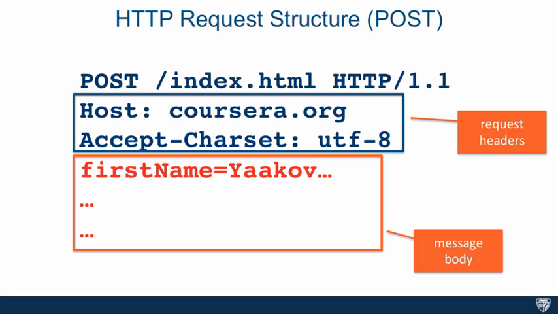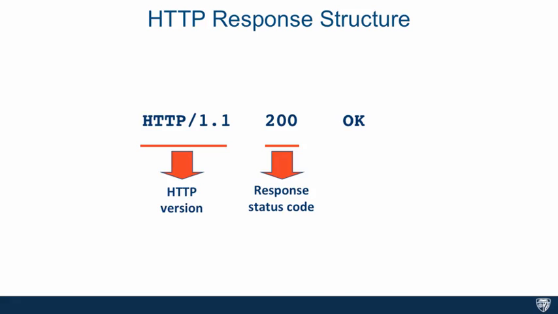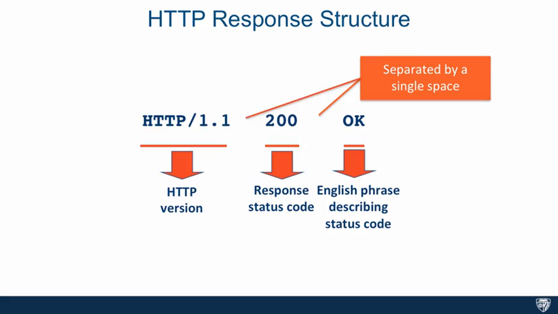Let's take a quick look at what an HTTP response structure is like. It starts with just a response status line, and the response status line has three components. The first one is the HTTP version, so the server spits back out the version of HTTP it's communicating. The second is the response status code. And the third is the English phrase describing that status code. All three parts are separated by a single space.